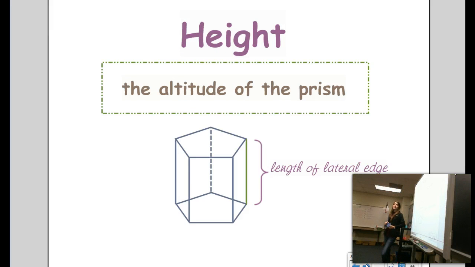The height. Also interchangeable with the word altitude. The height of the prism is the altitude. The cool thing about a prism, it's going to get more difficult with a pyramid, but with a prism, the height is just how long your edge is. Length of lateral edge. So that's your height. In this pentagonal prism, there's 5 different edges that you could get the height from. Anyways, height, not too tricky in a prism at all.